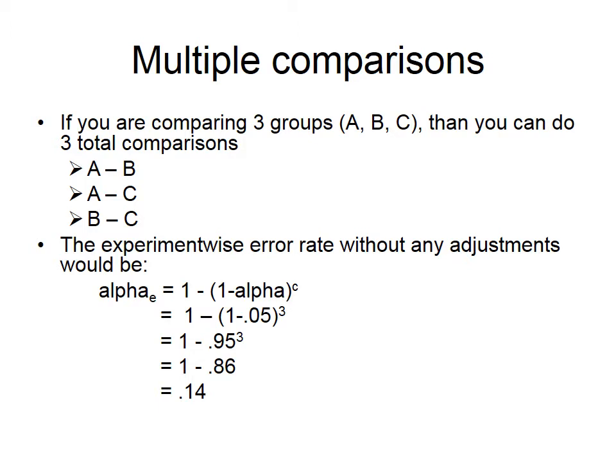To illustrate this, if you're comparing 3 groups, A, B, and C, you can do 3 total comparisons, AB, AC, and BC. Plugging in those 3 comparisons into the formula at the bottom of the slide, the family-wise error is 0.14. A slightly less accurate formula, but a simpler one to calculate on the fly, is to multiply the comparison-wise error by the number of comparisons being made. Let's look at that on the next slide.